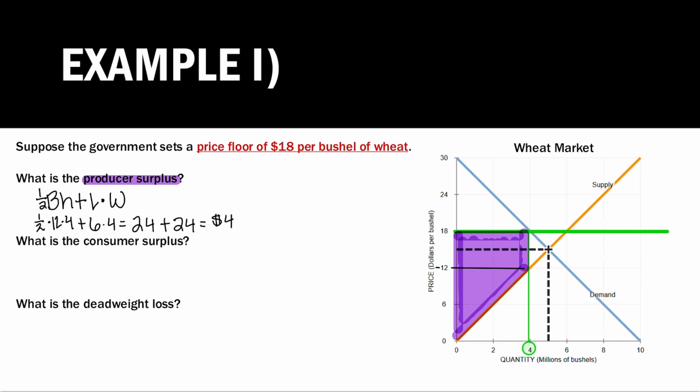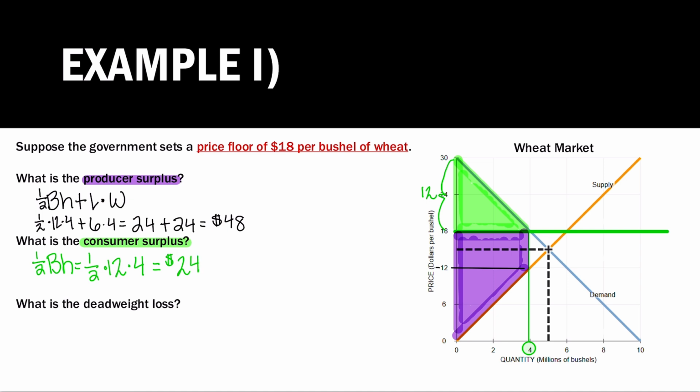equals 48. Our consumer surplus is the area below our demand curve above our price. So it's a triangle, so 1/2 base times height. Our height is 30 minus 18, which is 12. Our base is 4, so 1/2 times 12 times 4, which is 24.